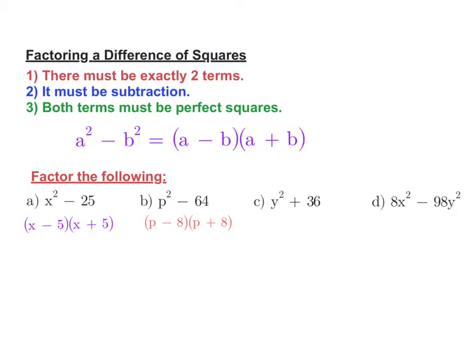Alright, how about C? Are we good? Does that meet all the criteria? No. Must be subtraction. This is addition. Okay, this does not have a greatest common factor. We can't do anything with it. So we say either, you can say it's prime or you can say it's not factorable. Okay?